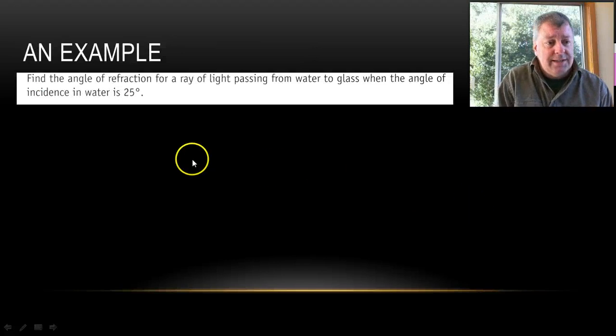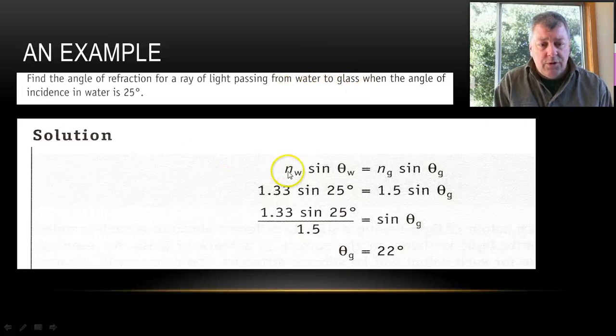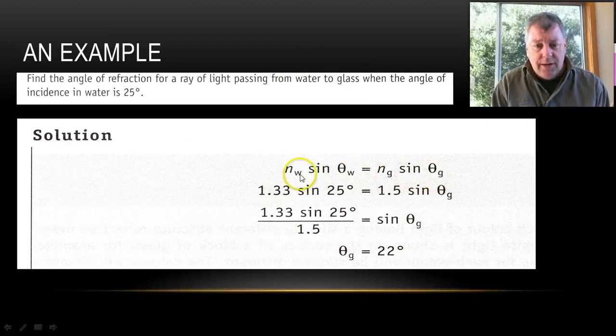So let's do an example. Find the angle of refraction for a ray of light passing from water to glass when the angle of incidence in water is 25 degrees. That means it's going from water, well, I would say the water is less dense than the glass, and we're using this form of Snell's law, and they've used subscripts here for the water.